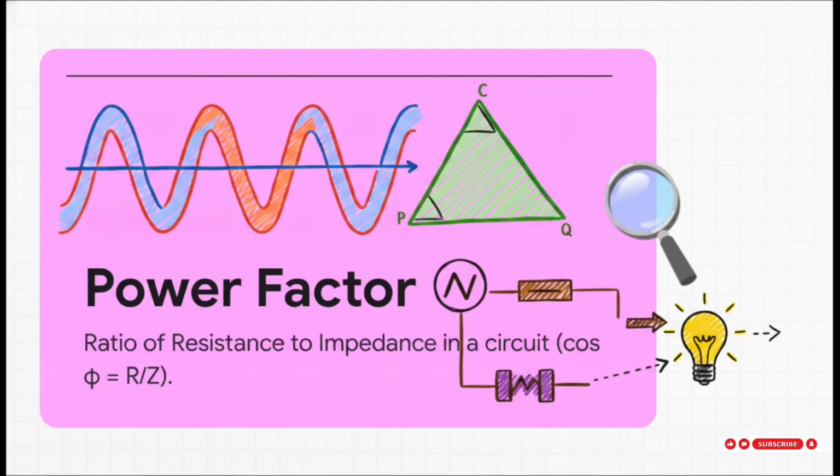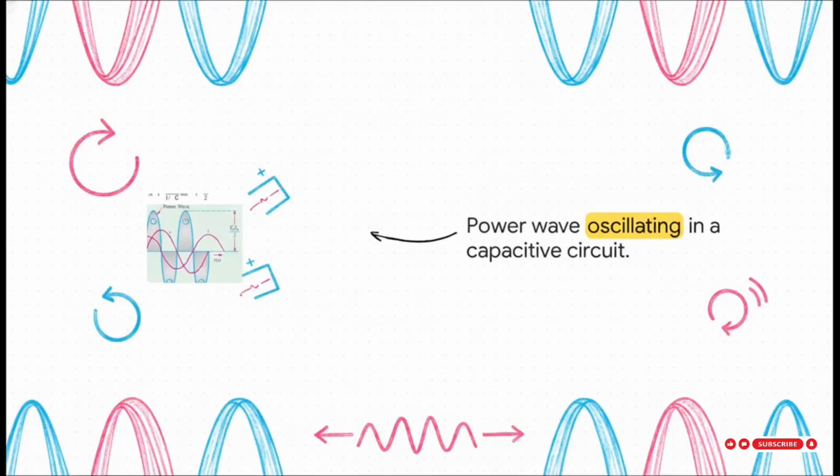So why does this matter? Well, it tells us exactly how effectively our circuit is using the power we're feeding it. To really grasp why efficiency can drop, look at the power wave in a purely capacitive circuit. Because the voltage and current are 90 degrees out of phase, their product, which is the power, creates this wave that just oscillates evenly between positive and negative. The areas above the line completely cancel out the ones below the line, meaning the average power demand from the supply is exactly zero. The energy is literally just bouncing back and forth between the source and the capacitor without doing any real useful work.